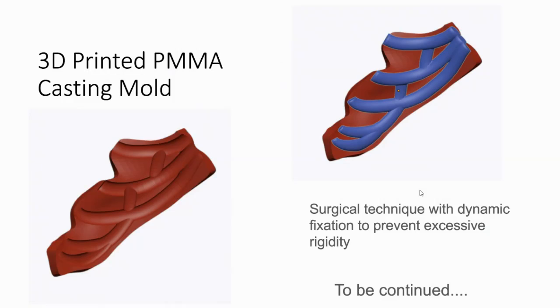So his surgical technique involves a dynamic fixation of this implant to the sternum and the ribs to prevent excessive rigidity. But yes, we are gonna design a mold, we're gonna 3D print it, and this mold is gonna help cast a custom implant that will be placed in the patient. Now, like I said, this case has not been operated yet. We were planning on having it operated this week so I could present it to you, but we couldn't do it. So once I have the images of the outcomes, I'll be happy to share it with you all.